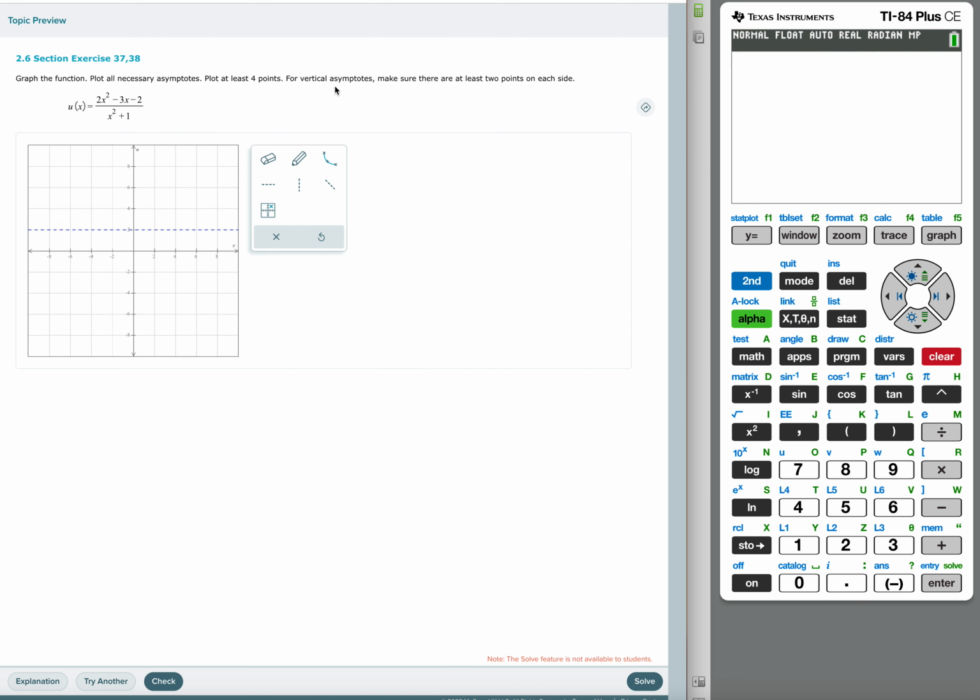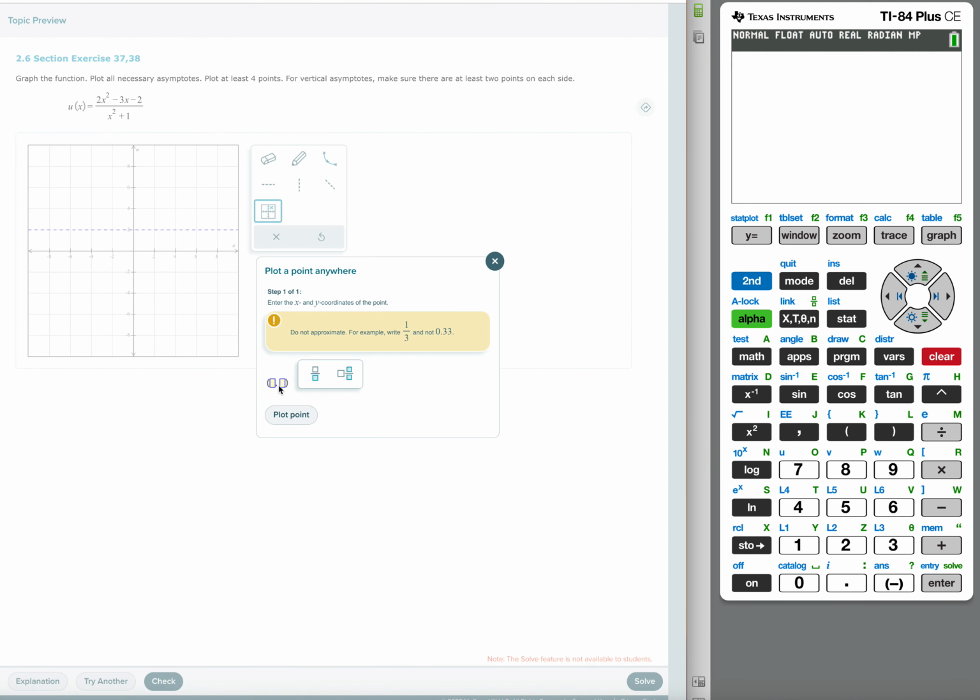Now, since we don't have a vertical asymptote, we don't have to worry about that statement, but we do need to plot at least 4 points. When we let x equal 0, it's not a lot of work. So when x is equal to 0, y is -2 over 1. So y is -2. Let's knock that point out. 0, -2. We'll get that one plotted. Now we need 3 more points. Let's go ahead and use x equal to 2 and 4, and maybe -2 and -4.